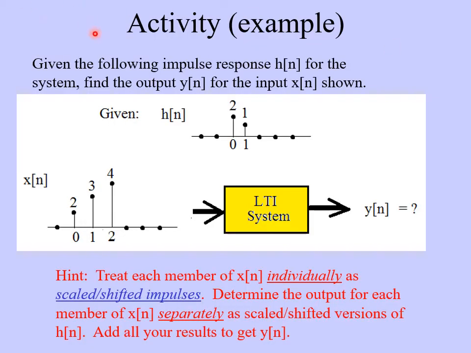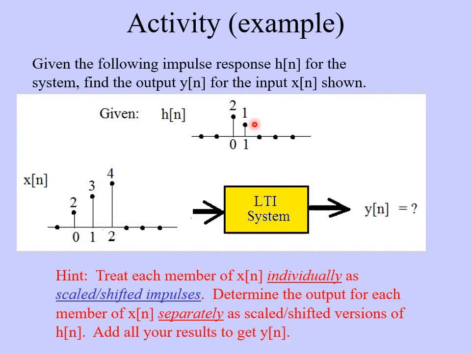So let's go ahead and do an activity or example to help test and see your comprehension of applying these ideas of linearity and time invariance. So let's suppose that you're given the following impulse response, h of n, right here. It's a pretty simple impulse response. Notice when n is equal to 0, it spits out a 2, and then when n is 1, we get a 1. So this is the output for an impulse, a delta of n function.